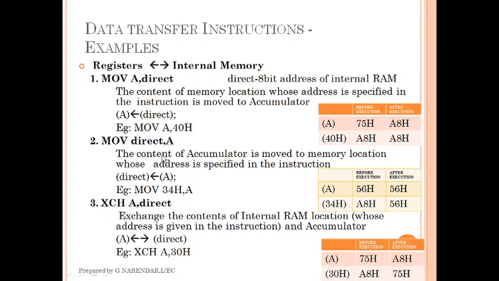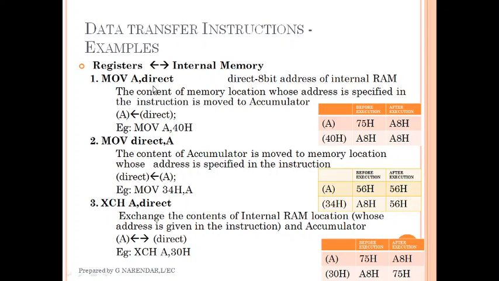So the next instruction is MOV direct, A. Here also direct specifies the 8-bit address of a particular memory location of the internal RAM. So here you can see MOV direct, A. It is quite opposite to the first instruction.